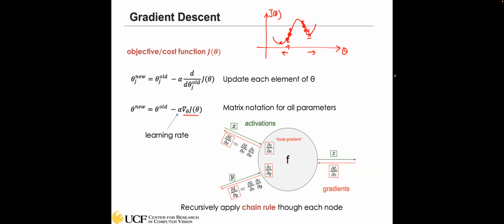Okay, what are the consequences of using a large versus small learning rate in this scenario? Okay, so that's a good question. So we will later talk about that.